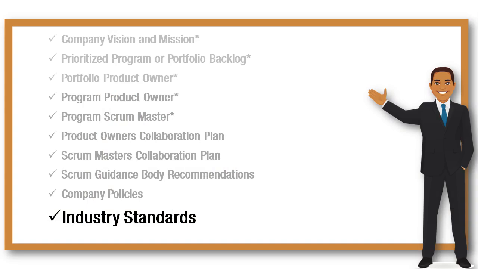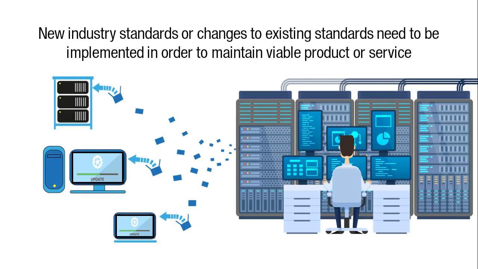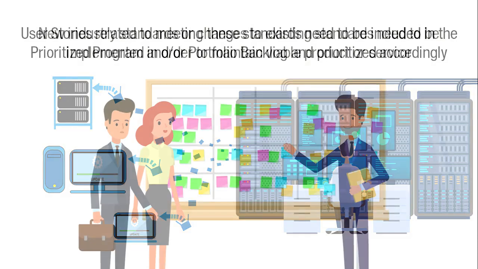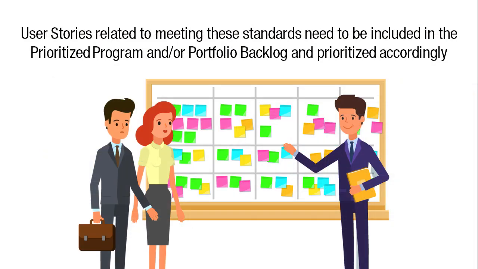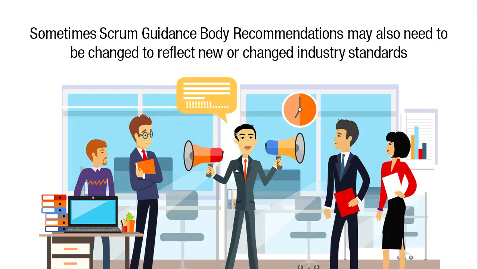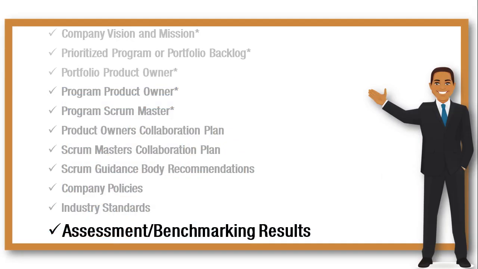Next, industry standards. New industry standards or changes to existing standards need to be implemented in order to maintain a viable product or service. Therefore, user stories related to meeting these standards need to be included in the prioritized program or portfolio backlog and prioritized accordingly. Sometimes the Scrum guidance body recommendations may also need to be changed to reflect new or changed industry standards. And the last input is assessment benchmarking results.